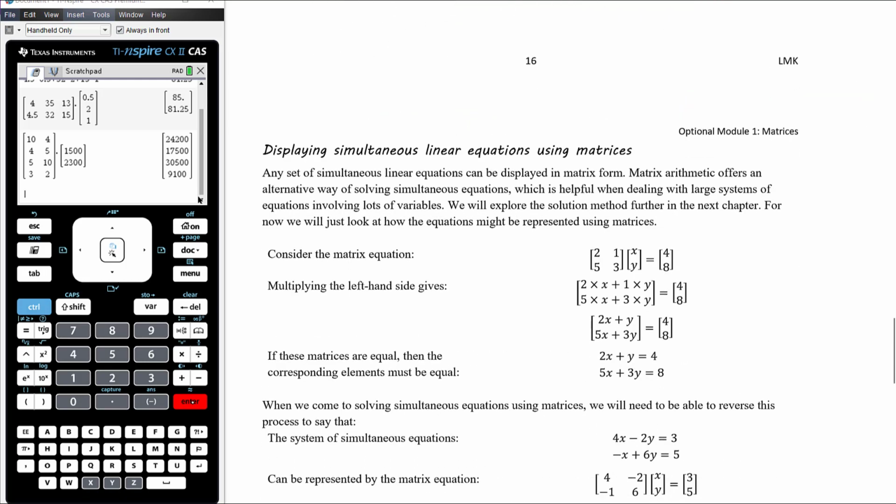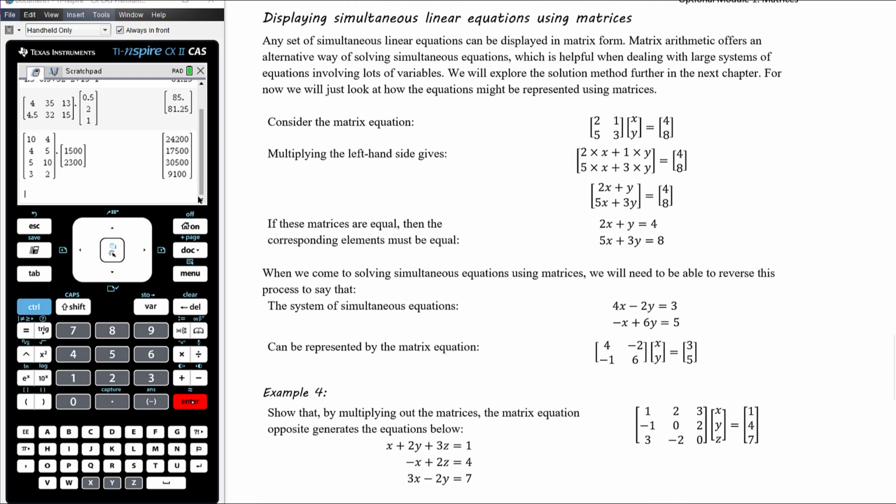Okay, and the last thing we want to have a look at in this section is displaying simultaneous linear equations using matrices. So we'll talk further down the track about how we use the matrices to solve simultaneous linear equations, but for now we just want to look at how they can be represented using a matrix. Matrix arithmetic offers an alternative way of solving the equations. As I said, we'll look at how we actually do that down the track.